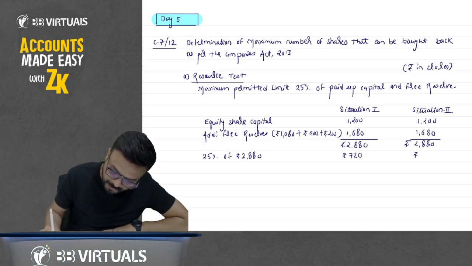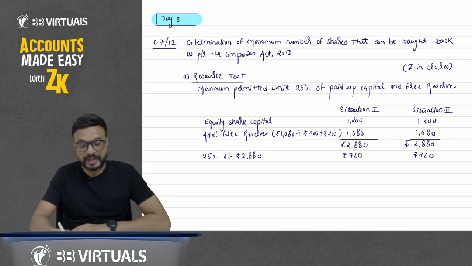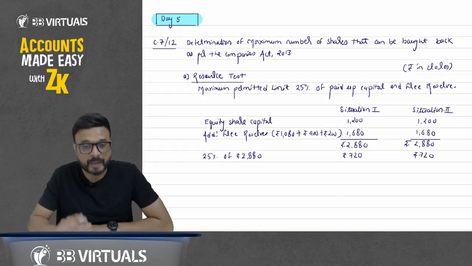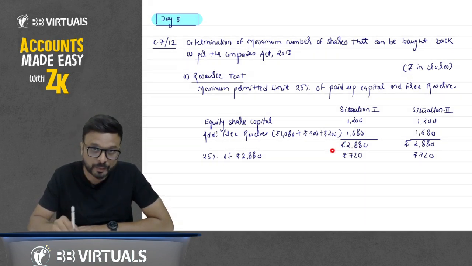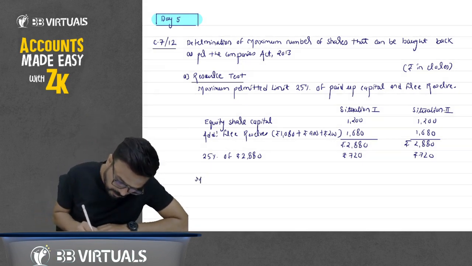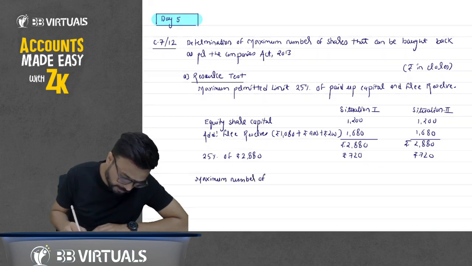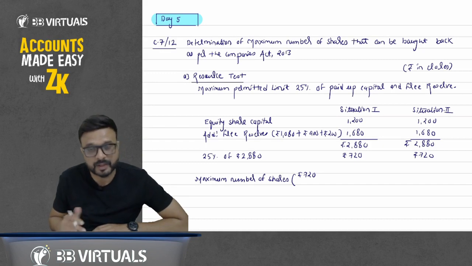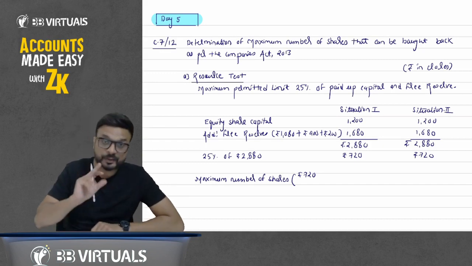720. That is 720. So maximum amount that we can utilize for the purpose of buyback is how much? 720. So write down here: maximum number of shares. 720 is the maximum amount that we can utilize for the purpose of buyback as per resource test.